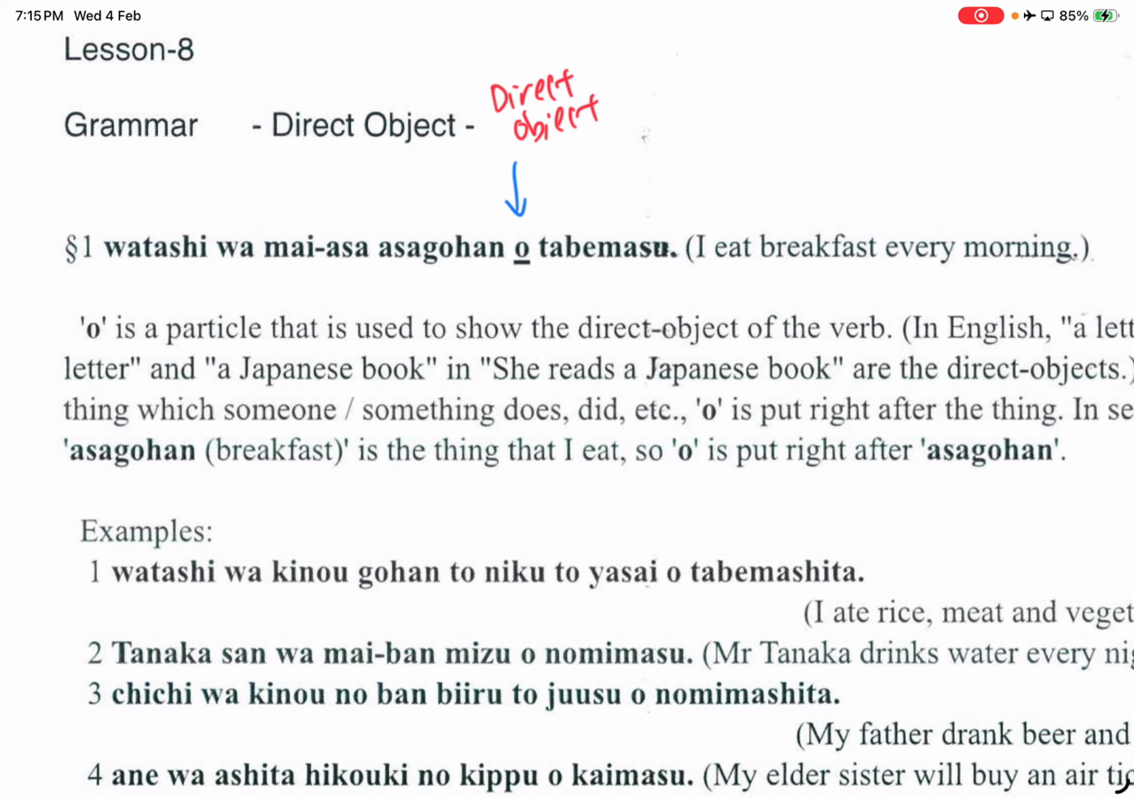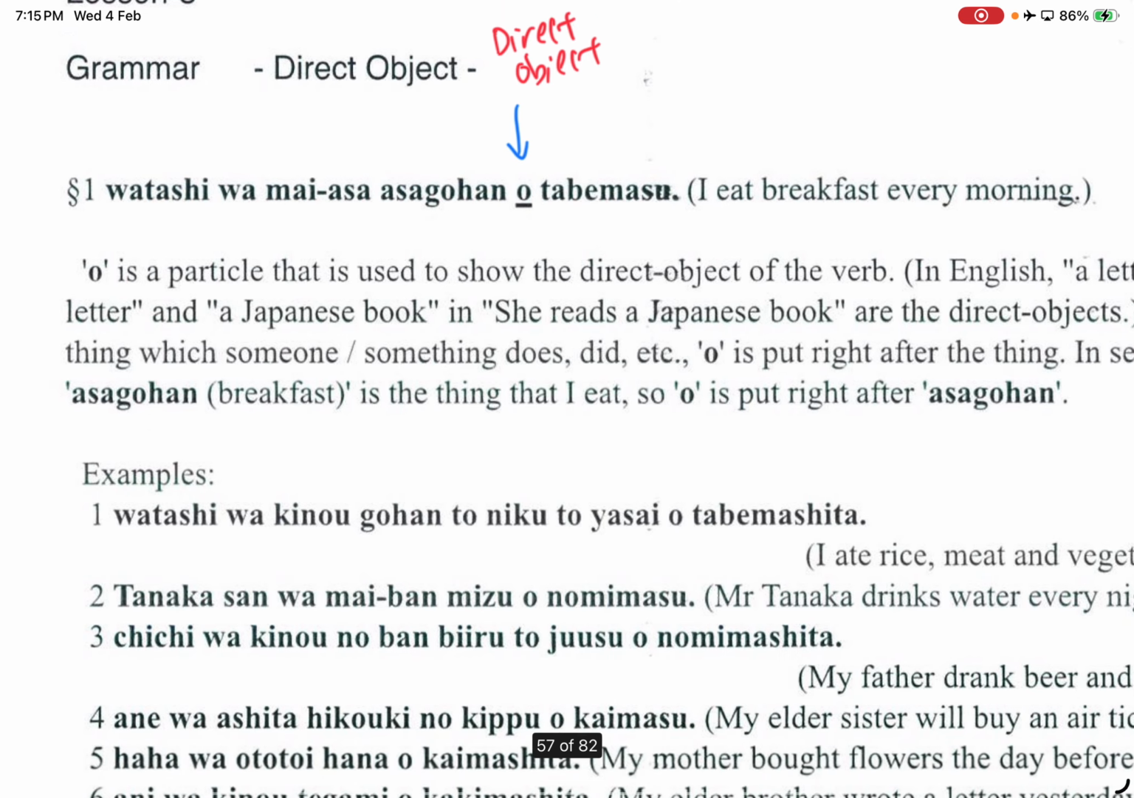In this case, we call tabemasu a transitive verb. We will learn transitive and intransitive again when we go to a higher level. But just for your information, for transitive verbs we use o. For intransitive verbs we use ga. We will learn what kinds of very basic intransitive words in lesson 10 today. But for now, just remember, tabemasu is an action that involves you exerting the effort to be eating something. This is why we use the o particle.